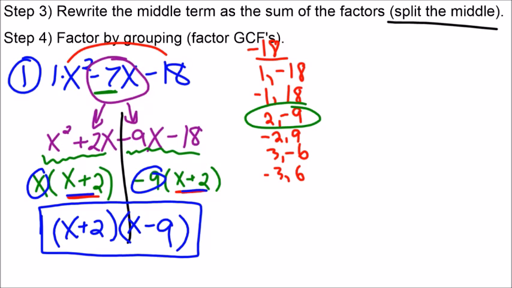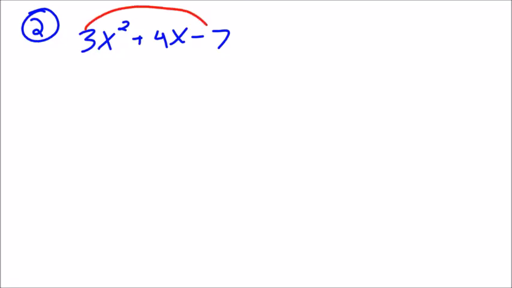So let's do one more example. This time let's do 3x squared plus 4x minus 7. So this one's a little different. The coefficient of a, it's not 1 in this case, it's 3. But the exact same procedure will work just as well for this one. And the first step is to multiply a and c. That gives us negative 21.